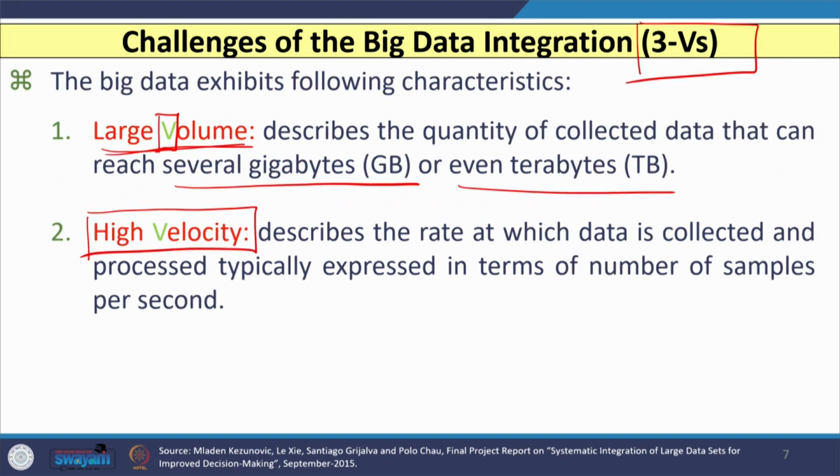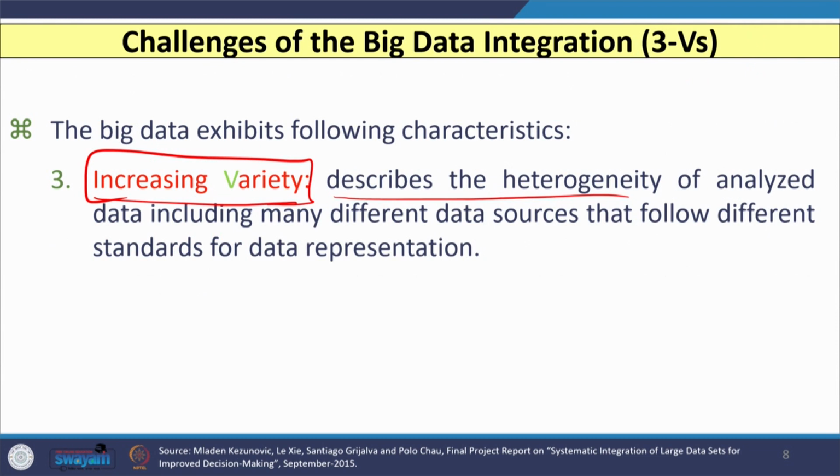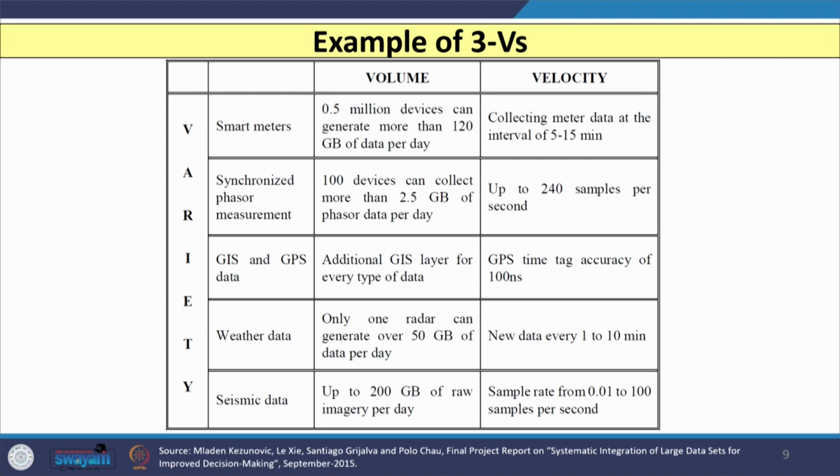So, volume of the data, velocity of the data and variety of data, these 3 V's are very important, and because of these 3 V's there are several challenges when we are dealing with the big data analytics issue in power system protection. Now, if we consider these 3 V's, volume of the data I have considered here, the velocity of the data I have considered here, and the variety of data I have considered on this side.